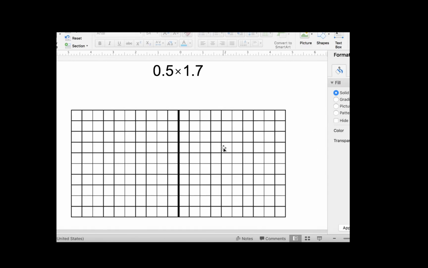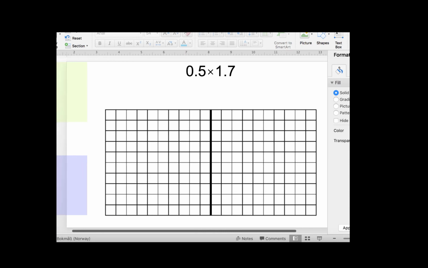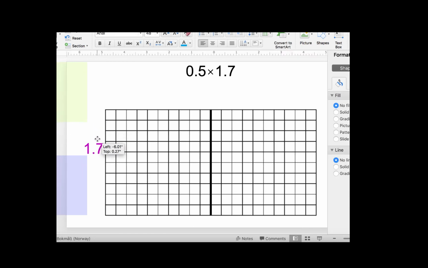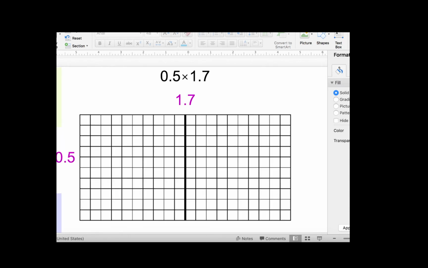All right, so we are going to think of this again as like an array. So I'm going to take my 1 whole and 7/10, so 7 rods. And then my 0.5, which would be 5 rods. So remember when we were multiplying up here, I had 2 this way and 3 this way, and then I had to fill in the rest. That is the same way here.